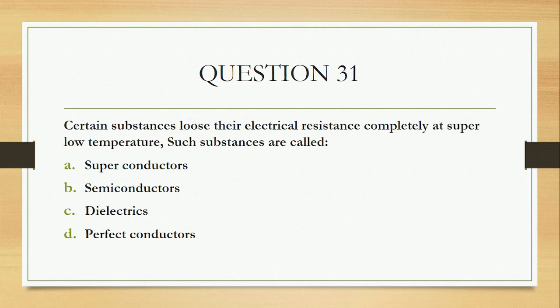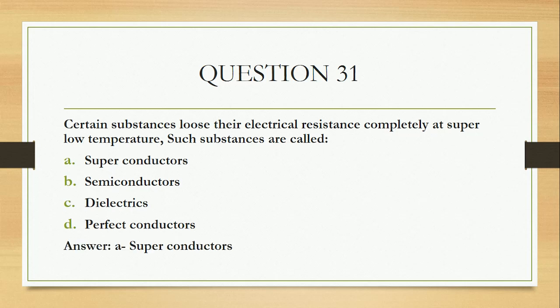Now the next question is, certain substances lose their electrical resistance completely at super low temperature. Such substances are called option A, superconductors, option B, semiconductors, option C, dielectrics, or option D, perfect conductors. And the correct option is option A, superconductors.